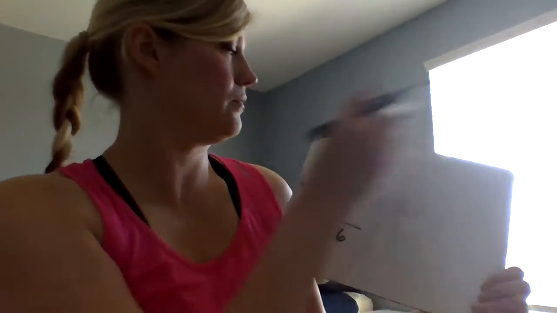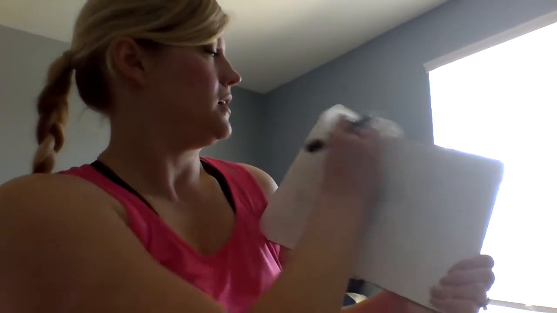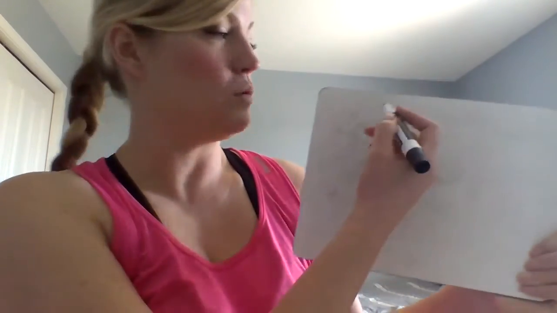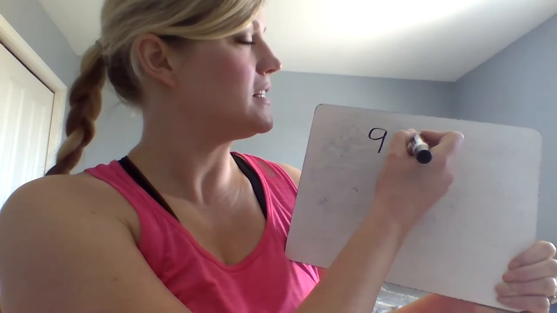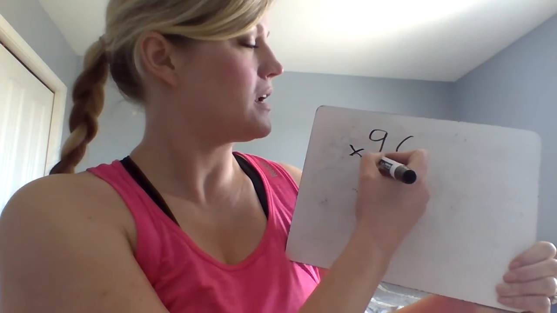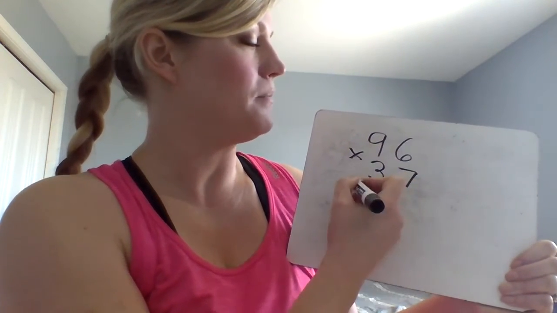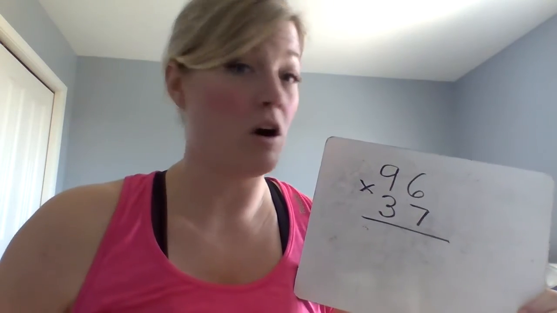So let's do some additional practice here. Let's go ahead and write another problem. This time we'll use some bigger numbers in which we'll make some new groups. Here, let me turn that a little bit. That bright window made it hard to see. Okay, so let's get a little bit bigger numbers here. We've got 96 times 37.